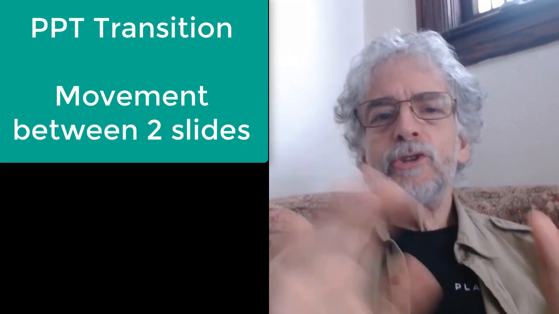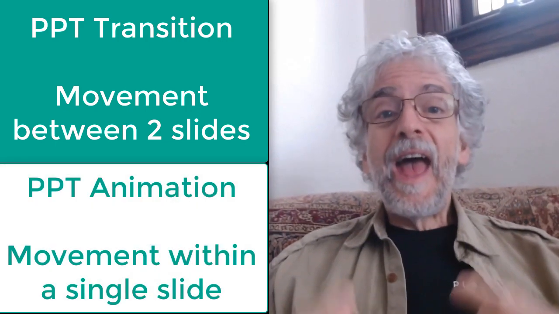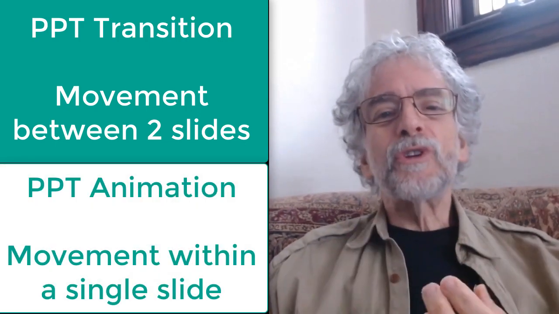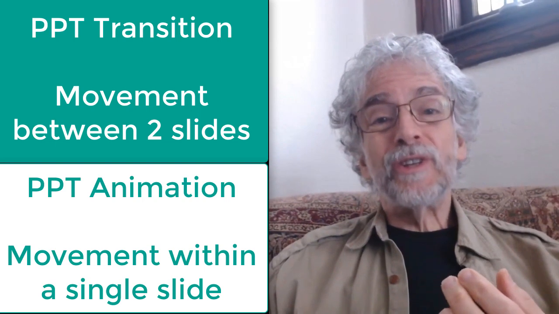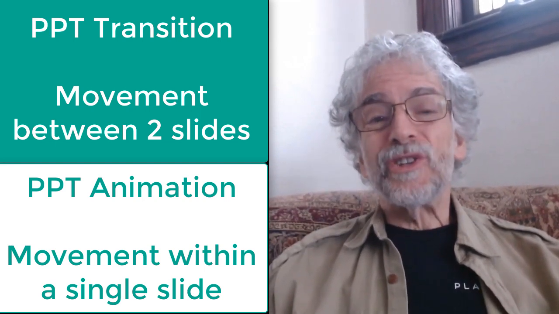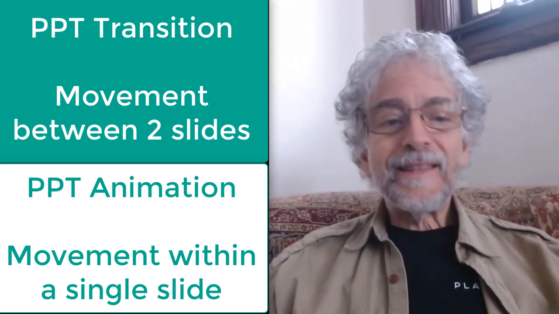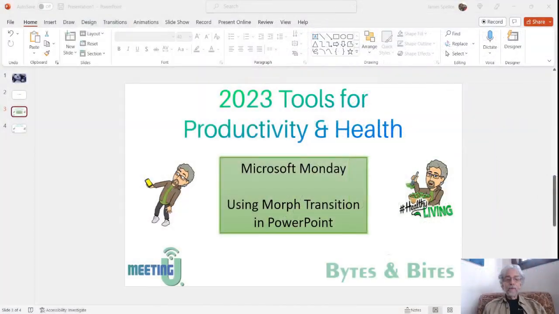So, simply put, a transition is when you have a movement between one slide and the next slide. Typically, it can be something as a fade, it can be spinning, it can be something way out of control, but it's movement between two different slides. Animation is movement between or within a single slide. And whereas this morph is going to look like it's an animation, it's actually a transition. So let's go to PowerPoint, let's set this up, and then we can take a look at it.